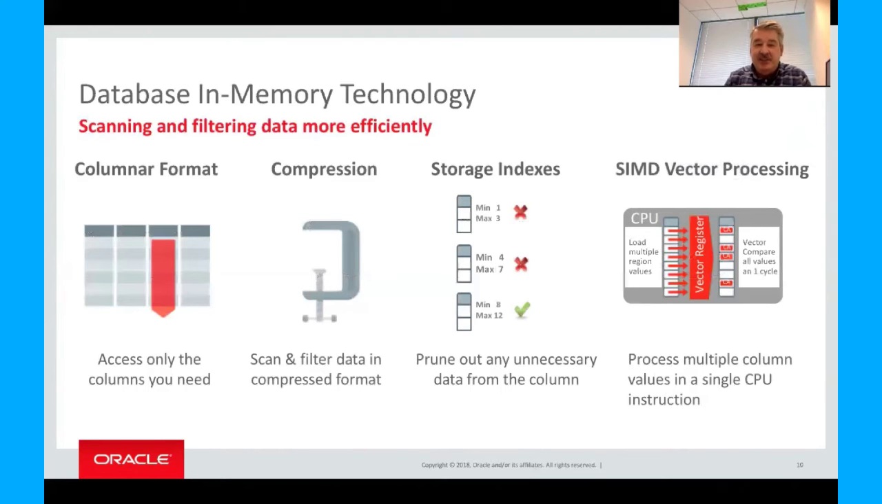And this gives us the ability to go from scanning millions of rows per second per core to billions of rows per second per core. And let's see, how about the next slide?